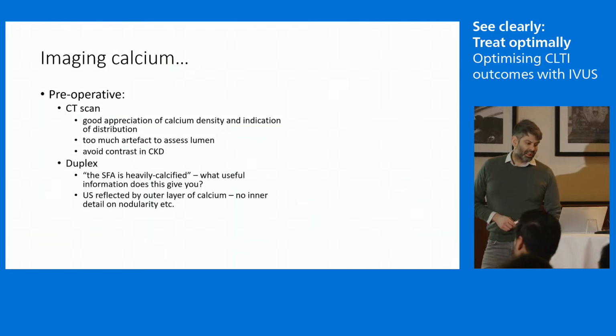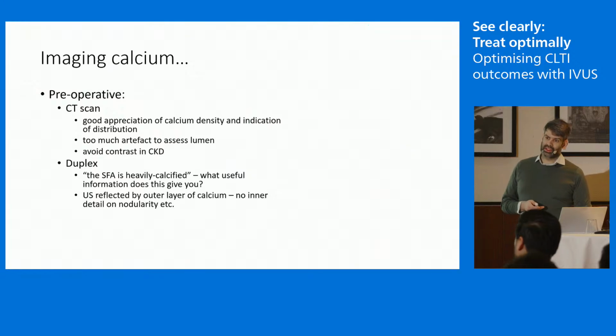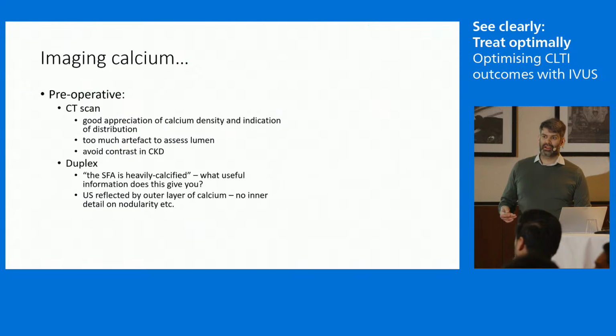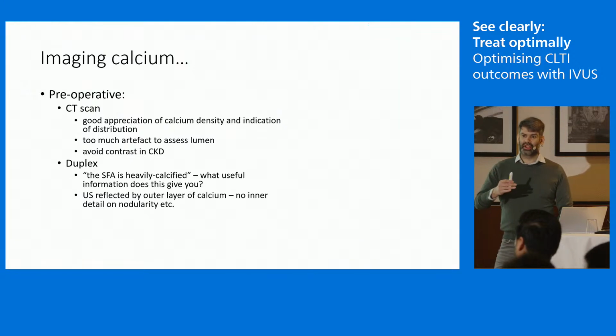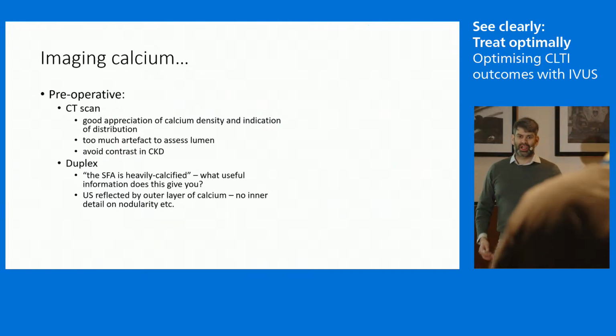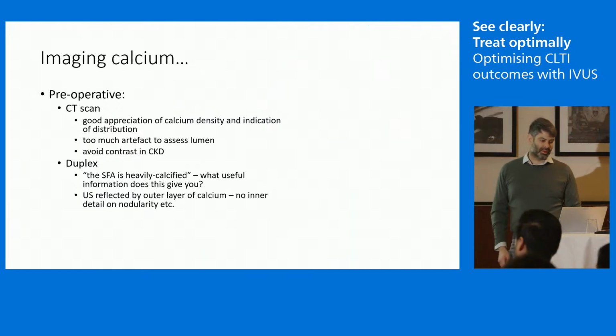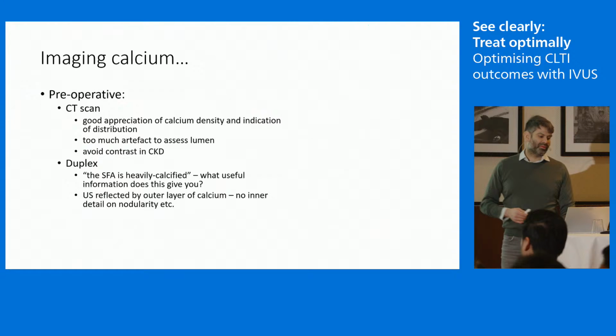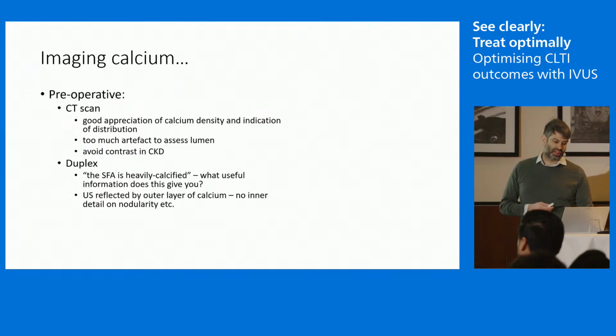Duplex, well, the problem with duplex always is that the ultrasound beam is coming from the outside. So in the setting of really heavy medial calcium, you get this kind of curtain that's thrown over the whole artery, and you're looking for little gaps in the calcium to try and get a velocity somewhere up and down the vessel that you're measuring. And you can say the SFA is heavily calcified, but it doesn't really give you any more information than that in terms of usefulness with procedure planning.